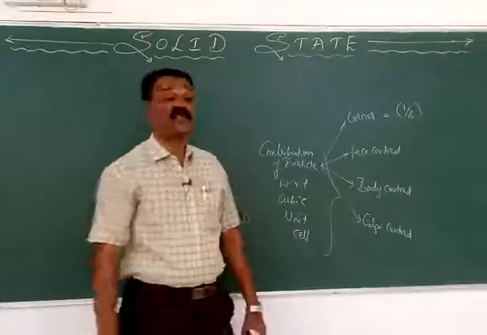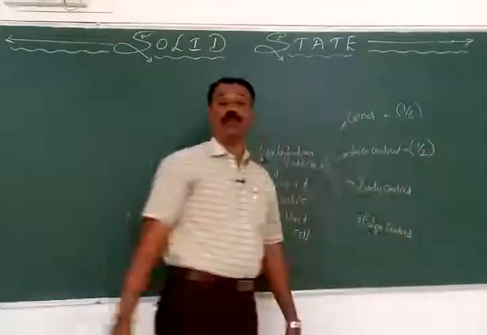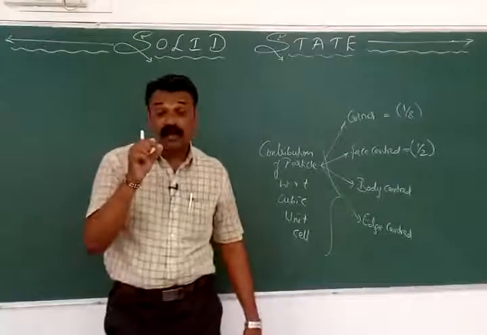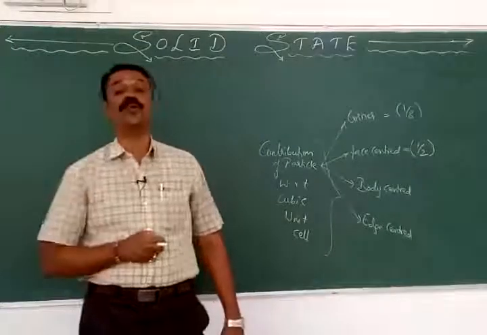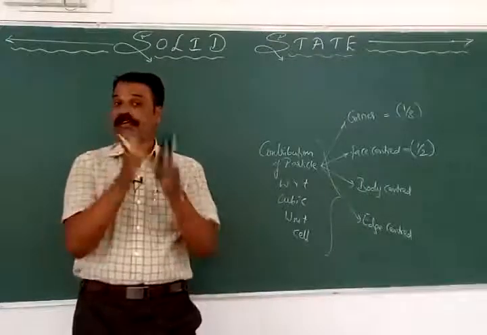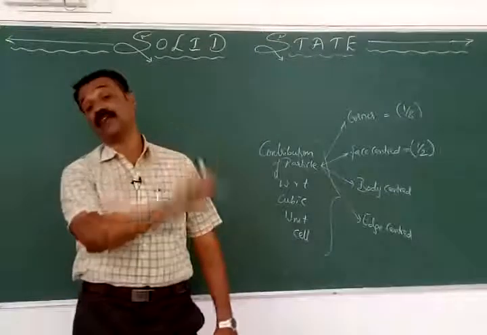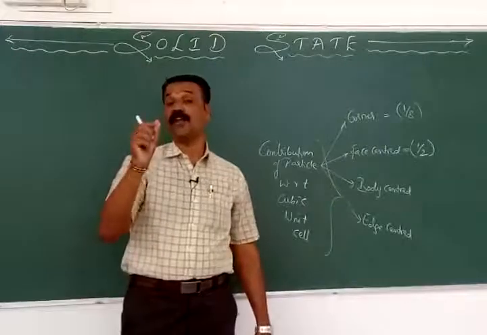If it is a face centered particle, its contribution is 1/2, which means 50% of the contribution. Why? Because a face centered particle is shared equally by only 2 unit cells, because one face touches the other. So its contribution is 50%, or the fraction 1 by 2. That is, a face centered particle is shared by 2 unit cells.